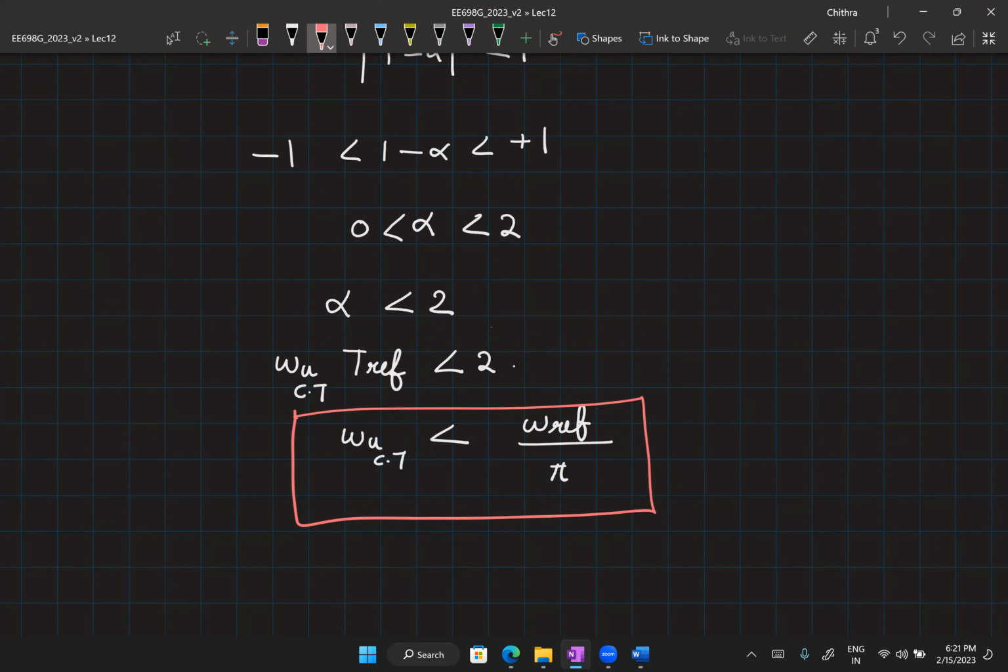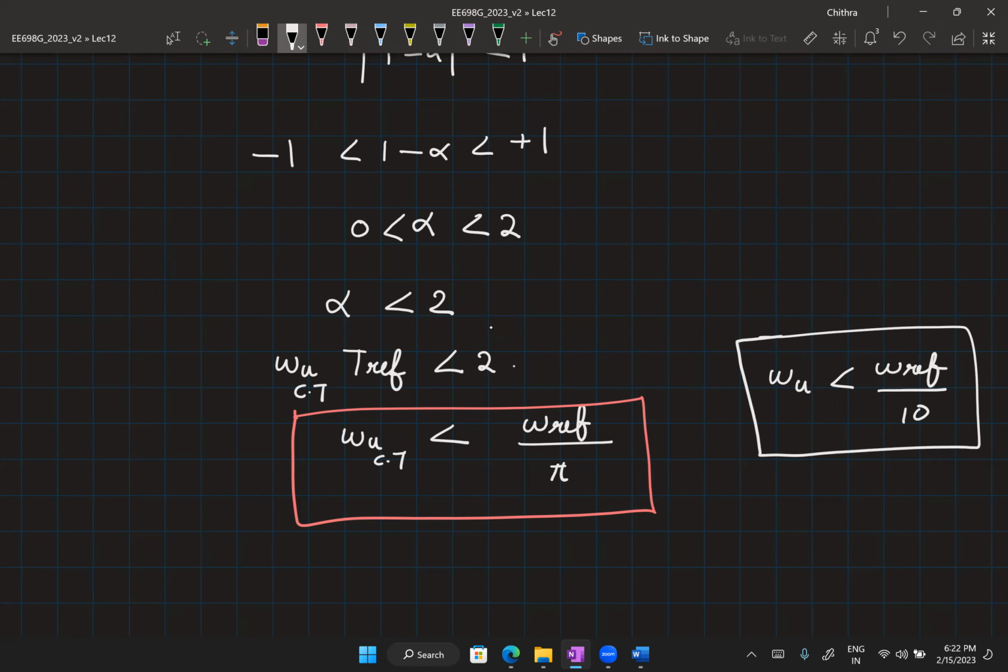Now we said that we generally design with omega u lesser than omega ref by 10. Right? And we said that once we satisfy this, the Laplace domain model approximation is valid. So if you have already designed with this, you are automatically satisfying the stability condition. But the fact that this system could become unstable is not very evident if you only analyze the Laplace domain model. And that comes out because of the sampling inherent in the system.